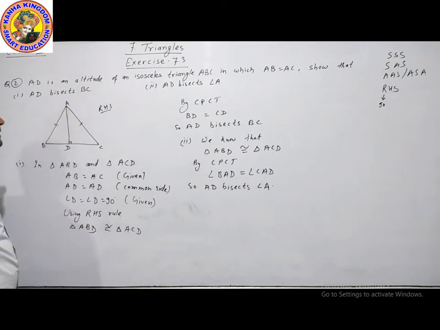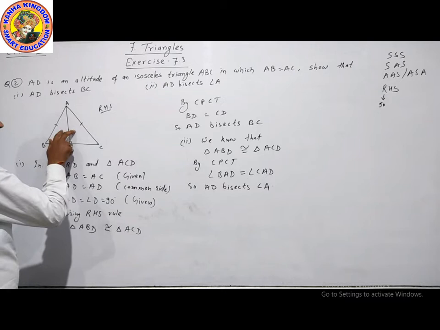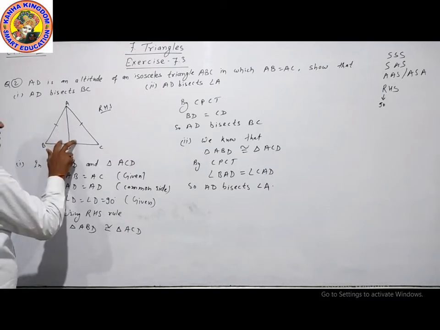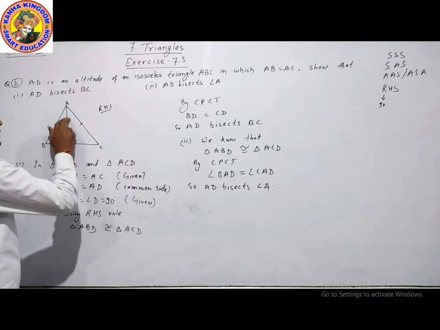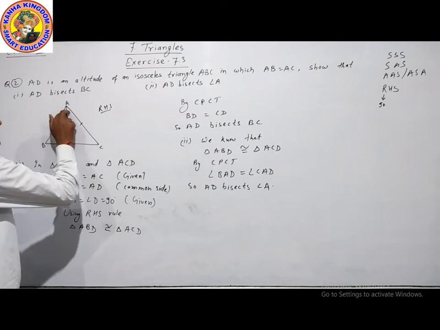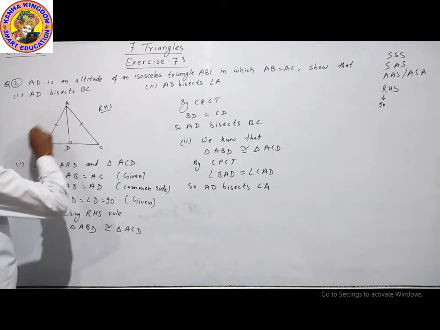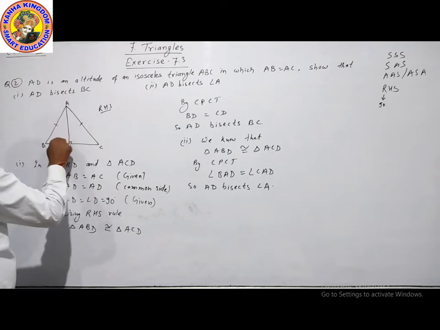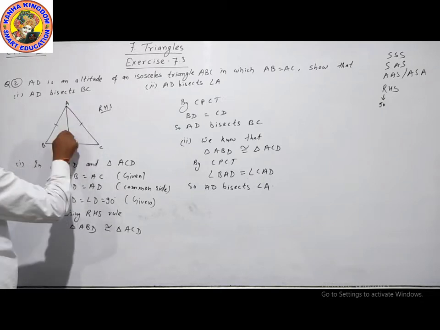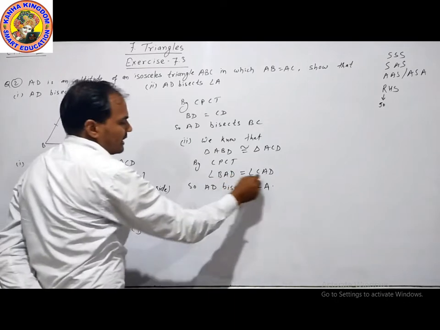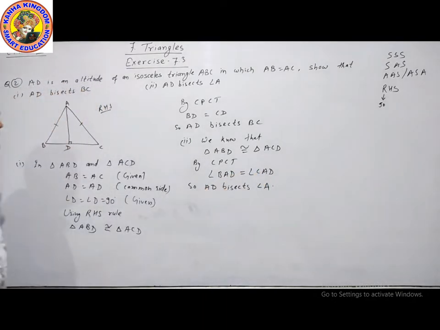In the second question, AD bisects angle A. The angle A will divide into two equal parts. We know that these two triangles are congruent. By CPCT, these sides are equal. The angles opposite to these sides are also equal. So angle A and angle A are equal. The first angle A is named BAD, the second is CAD. These two angles are equal. So AD bisects angle A.